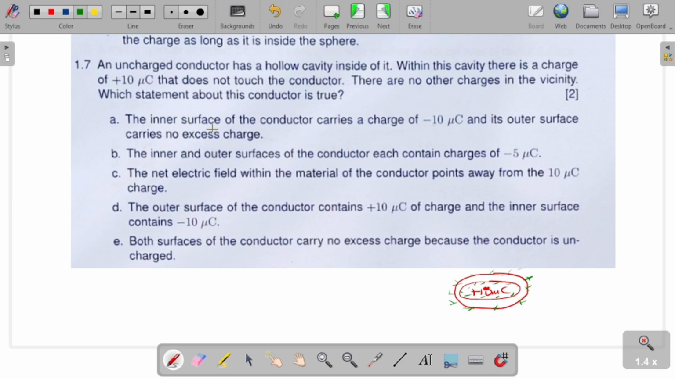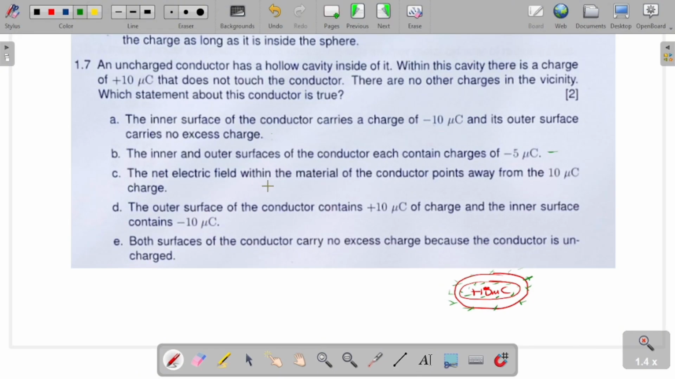Now, which statement about this conductor is true? The inner surface of the conductor carries a charge -10 and its outer carries no excess charge. No, we have a charge outside, the induced one. The inner and outer conductors each contain this one is also lying.